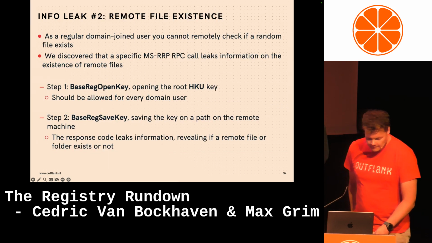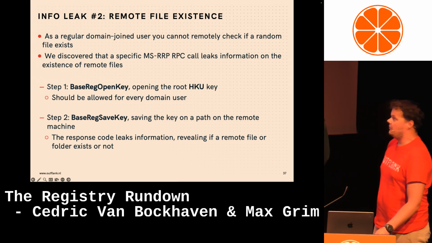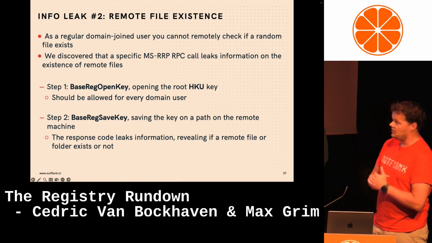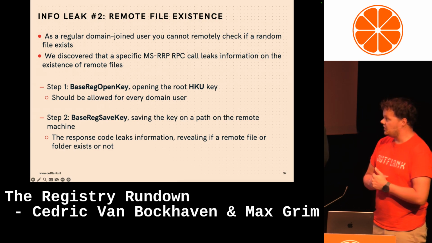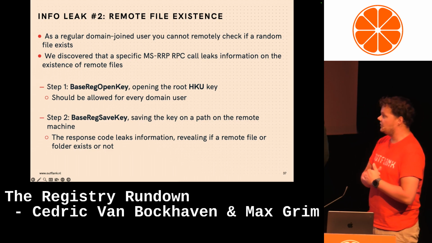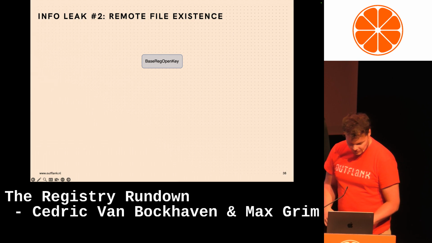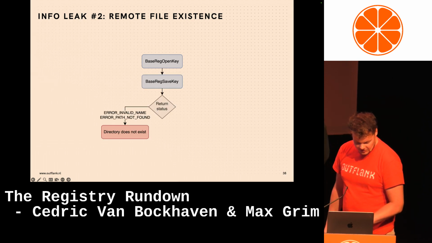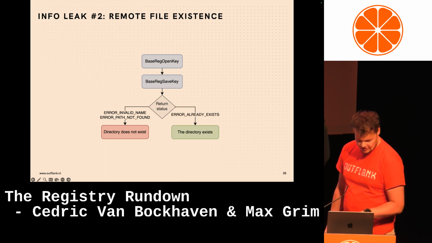There's a second one, and this basically allows you to check if a random file exists on the remote file system or not. So here again, we open the key first, but we now use HKU, and HKU every domain user can do. And then we try to save this key remotely on the file system on a specific path. And this response code actually reveals if the file exists or not. So again, visually, we open the key, we're allowed because it's HKU, we try to save it, and the return status tells us either the directory does not exist or the directory exists.